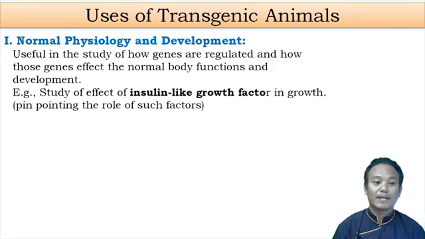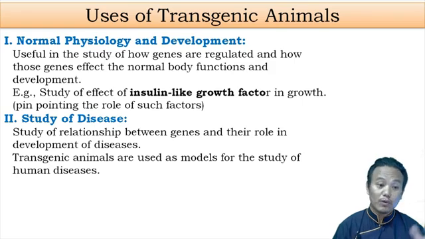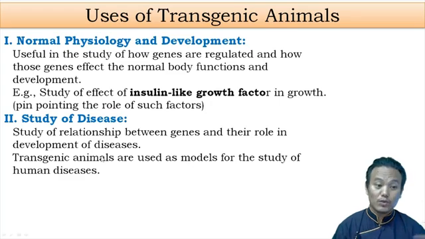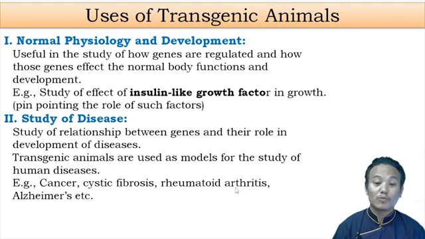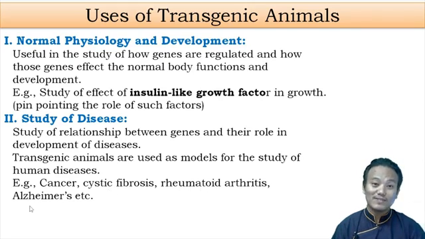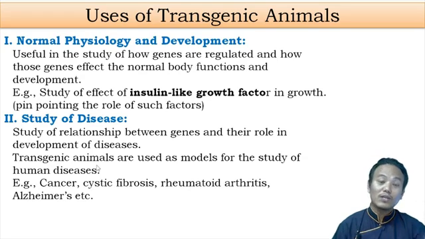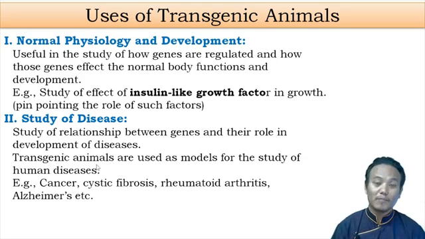The second use of transgenic animals is in the study of human diseases. If you want to study the relationship between certain genes and their role in the development of diseases, you can use transgenic animals as models for the study of those diseases. There are many transgenic animals available as models for human diseases such as cancer, cystic fibrosis, rheumatoid arthritis, Alzheimer's, etc. These diseases are suspected to be caused by mutations in certain human genes. If you want to study the role of such genes in causing these diseases, you can create transgenic animals in which you insert these mutated genes, and then you can study the development of these diseases, and you can come up with new treatment plans or new treatment procedures for those human diseases.